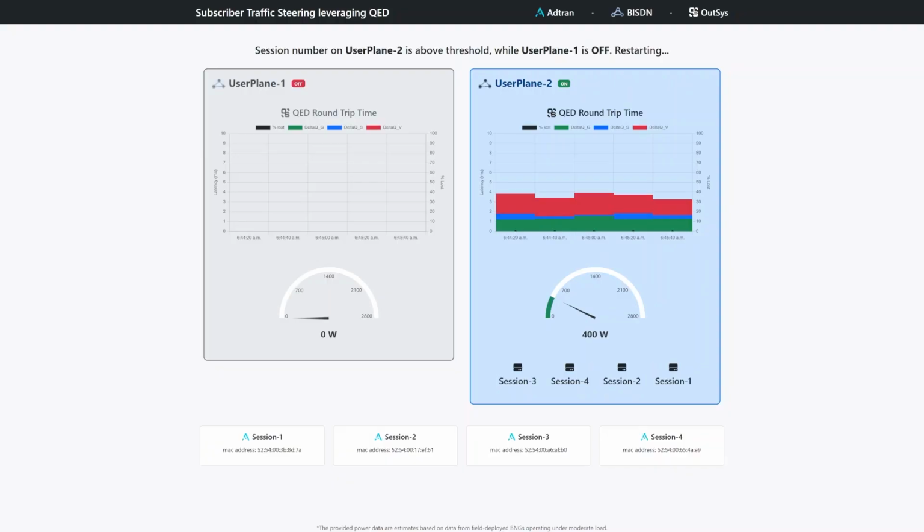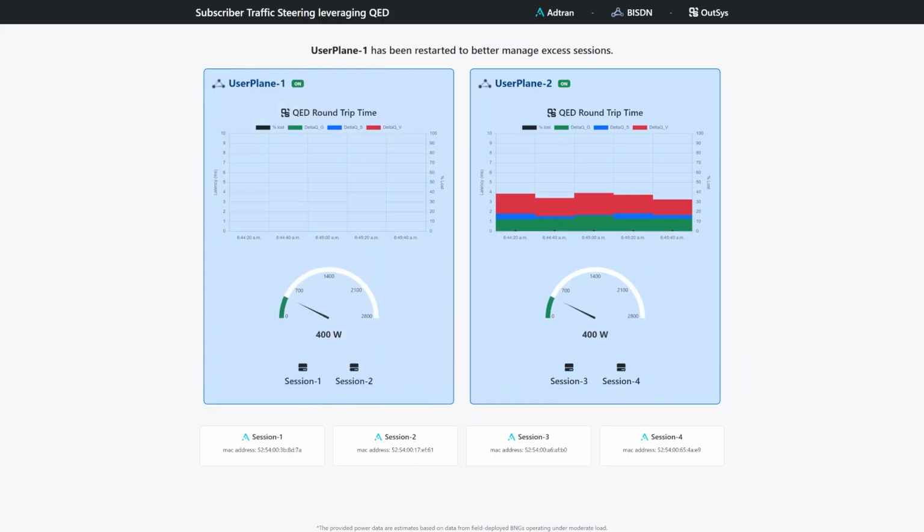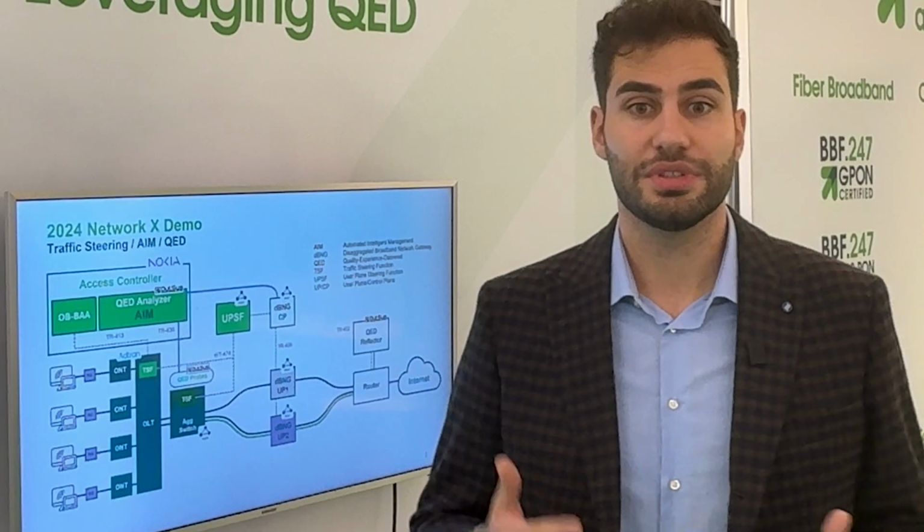On the other hand, when the number of subscribers exceeds a certain other threshold, the AIM is able to scale up horizontally the BNG user plane and distribute and balance the subscribers across them.